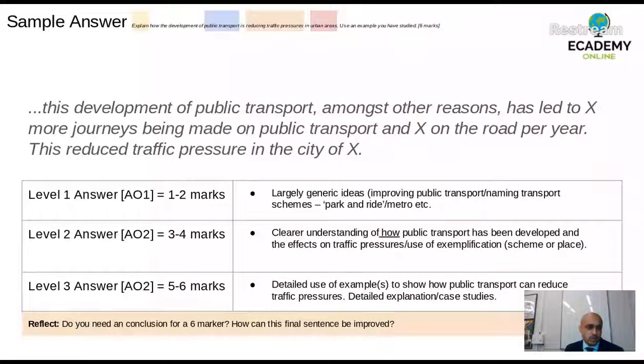Now, going on, this development of public transport reasons has led to X more journeys being made on public transport and X on the road per year. This has reduced traffic pressure in the city of X. So they refer to a specific place. They've talked about how this has reduced pressures on the road and reduced traffic. So it's going back to the original point that they were making and then going back to the original question that's being asked and answering it. So this is really, really well written, well focused, well delivered information. So think about how you can apply or write in a similar way.